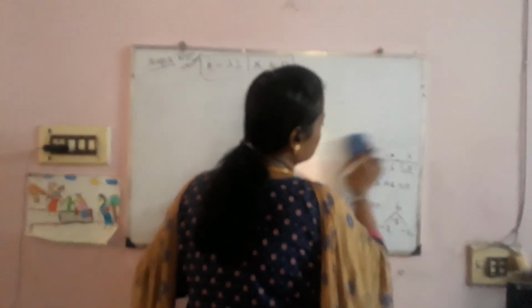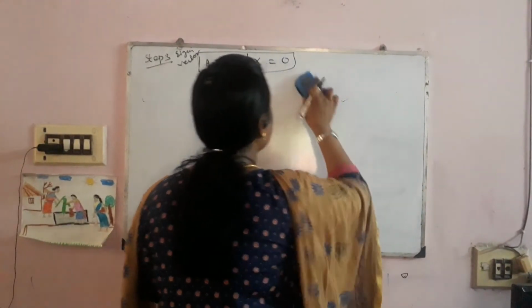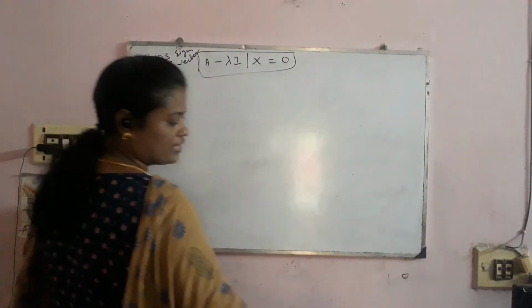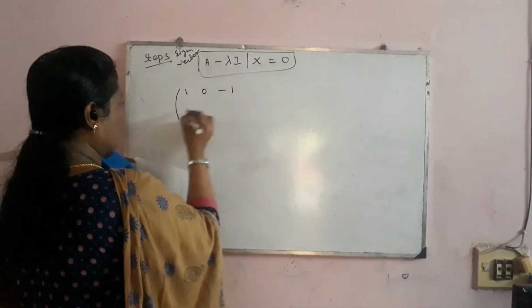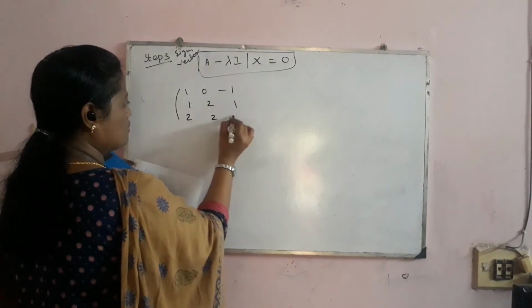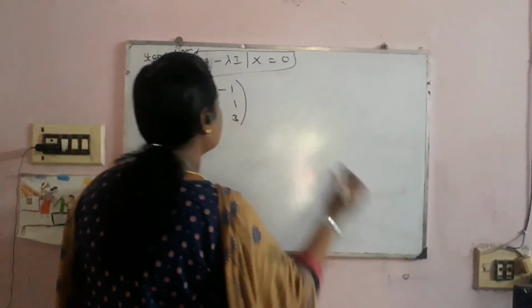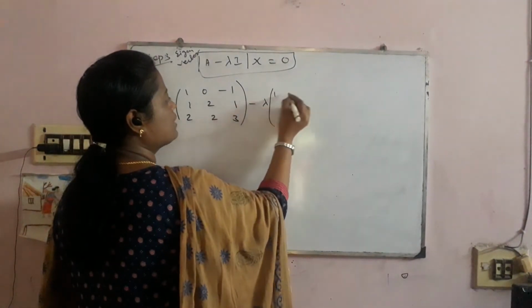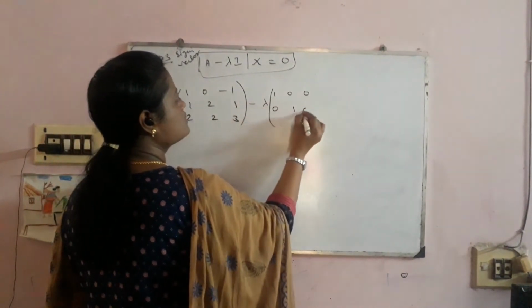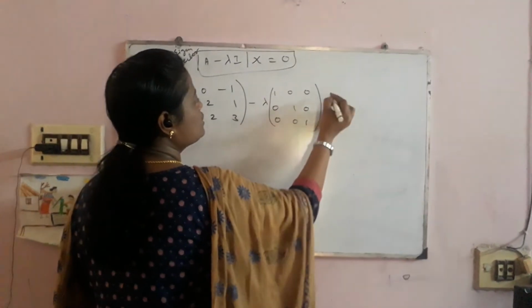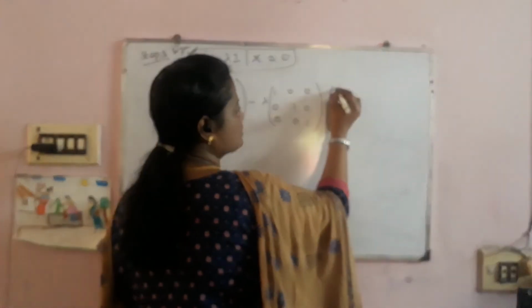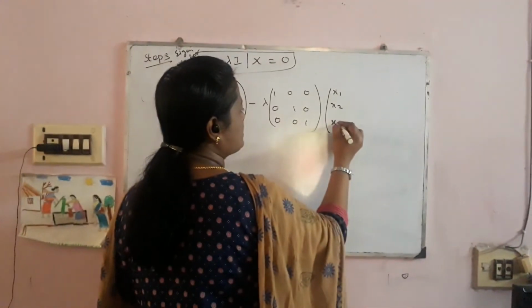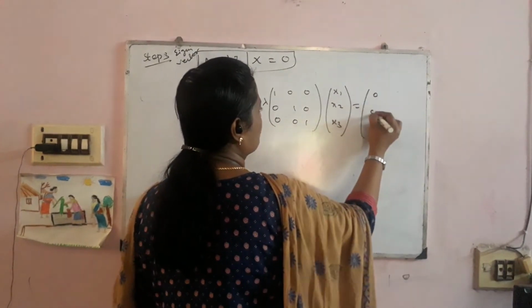The eigenvalues are lambda is equal to 1, 2, 3. A is the given matrix: 1, 0, -1; 1, 2, 1; 2, 2, 3. Then minus lambda into I, the identity matrix 1, 0, 0; 0, 1, 0; 0, 0, 1, into x, which is nothing but the eigenvector. Here you have a 3 by 3 matrix, so x is x1, x2, x3, equal to 0, 0, 0.